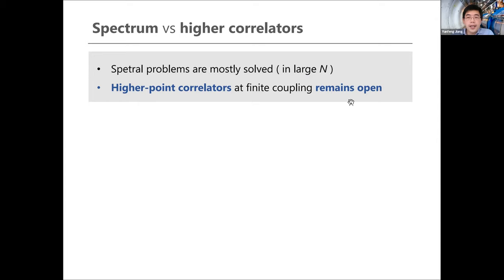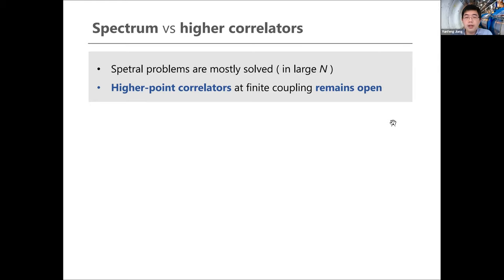The general situation is that in all these theories, the spectral problems are mostly solved in the planar limit. I say mostly solved. I think N=4 and ABJM are closer to being really solved. But in AdS3/CFT2 this is not yet there, because we don't yet have a quantum spectral curve formulation. In any case, we know a lot about the spectrum for all these theories. On the contrary, when we look at higher point correlation functions, meaning three, four, five and more point correlation functions at finite coupling, this is still an open question.